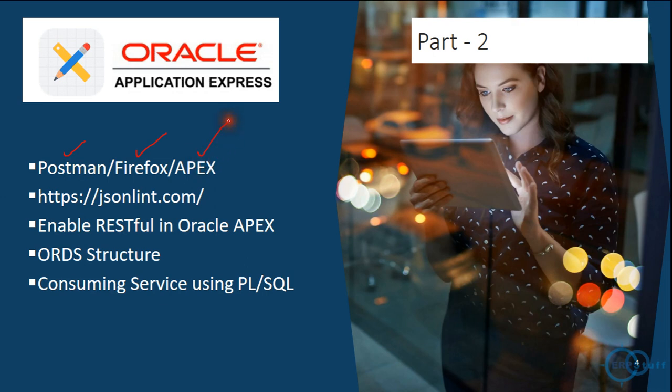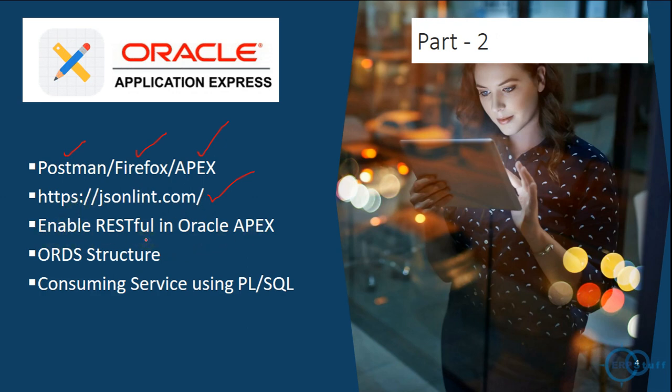In Apex we will also be using that one. I will show you Postman or Firefox later in the session. And you can visit this website, JSONLint.com. Let's say, for example, if you need some JSON, you can validate its structure or syntax. So this is a really handy tool or website. I will share the link in the description, so you don't need to note it from here; you can click from there.